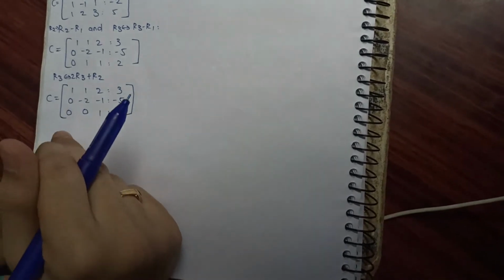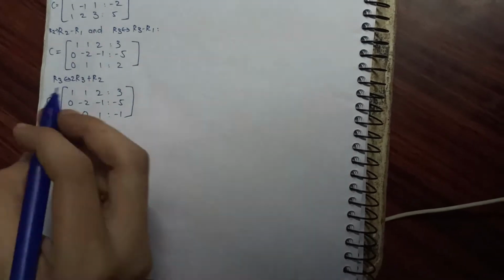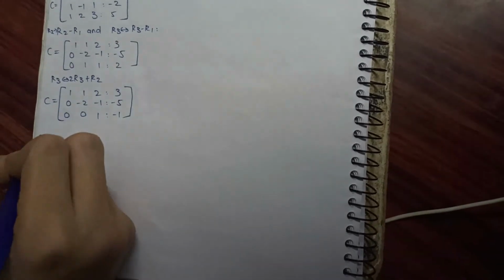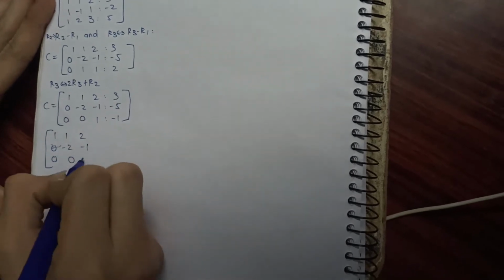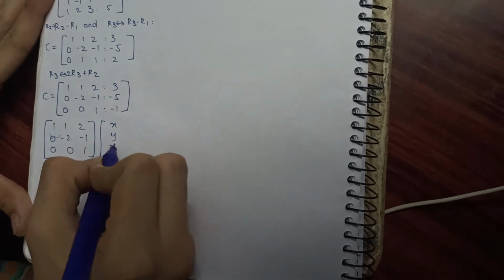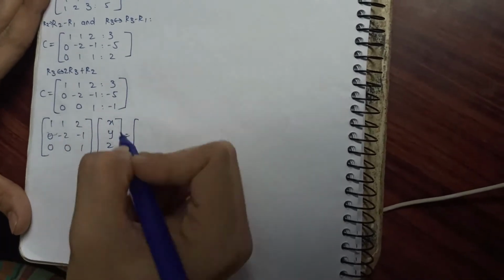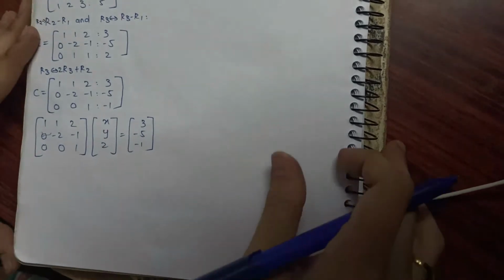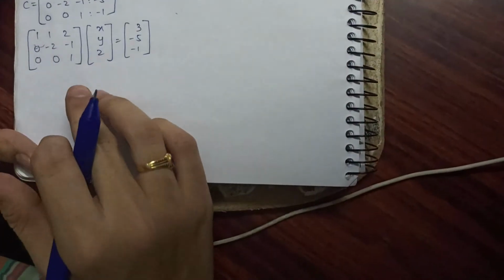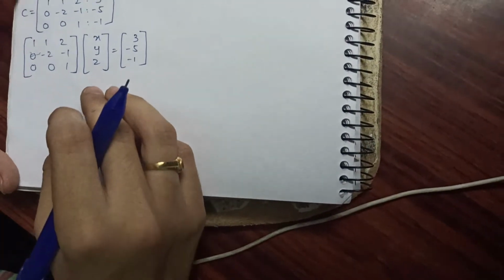Now what we do is we change this augmented matrix again into format Ax is equal to b. So our matrix will get converted into 1, 1, 2, 0, minus 2, minus 1, 0, 0, 1. This is our A. X is same, X, Y, Z. Now B is 3, minus 5 and minus 1. So by multiplying these, we will get three simultaneous equations, and we will solve those equations to get the values of x, y and z.